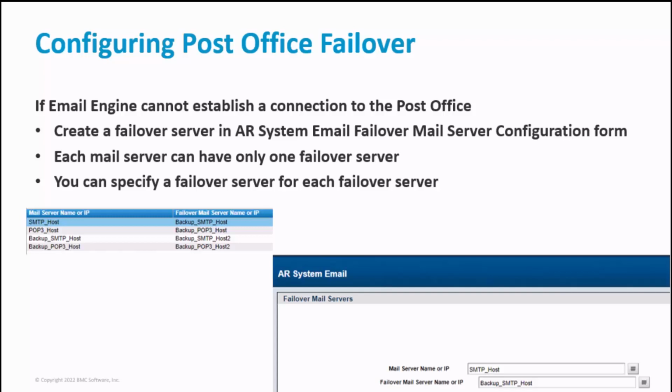To use this feature, you simply need to create a failover server entry in the AR system email failover mail server configuration form. Each mail server can have only one failover server, but you can specify a failover server for each failover server. So that means your backup post office can have its own backup post office that you configure here. On the screen, I'm showing the data that I have in my own form. And you'll see that I have an SMTP host that I use for one of my Mailbox server names.